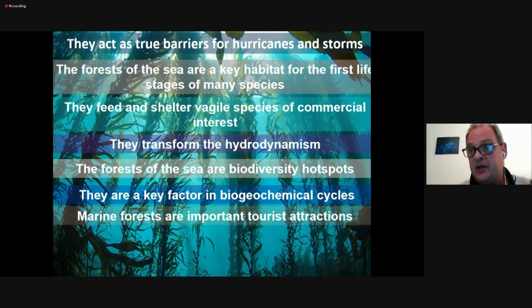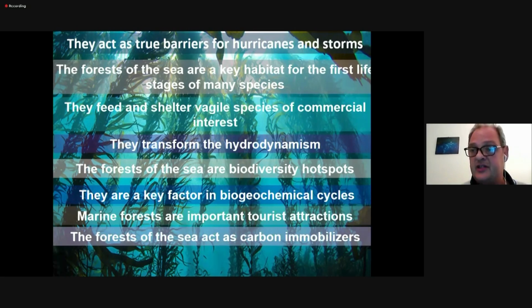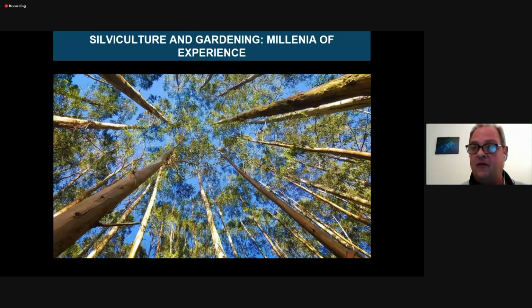And just to say something, last but not least, if you make this kind of list, don't forget that these forests of the sea are essential carbon immobilizers, through the structures, through the sediments they retain, and so on and so on. So what is our idea? Our idea is just to preserve this kind of forest.